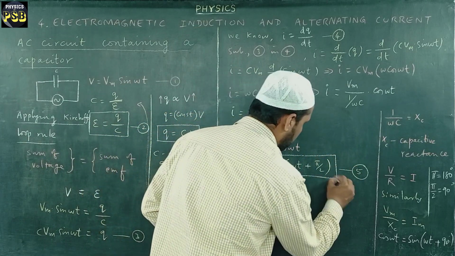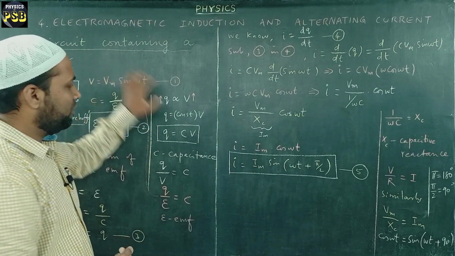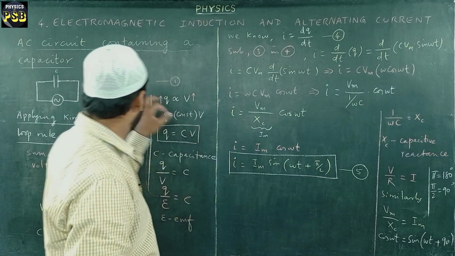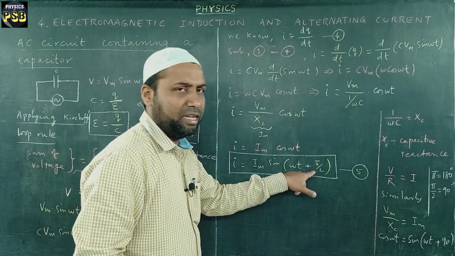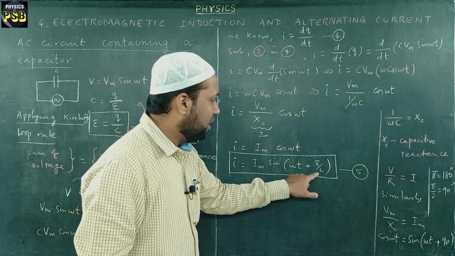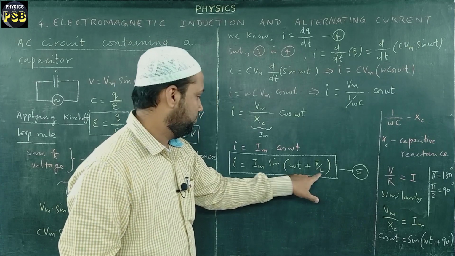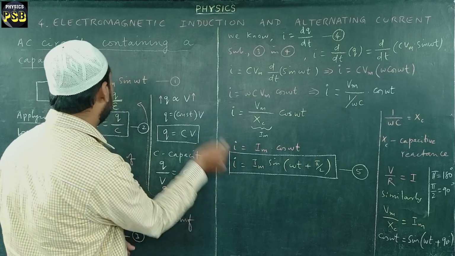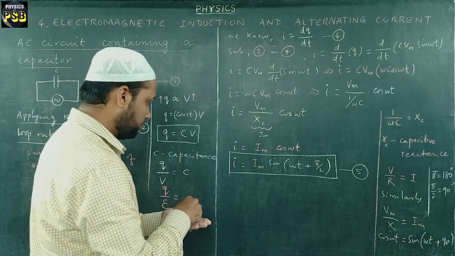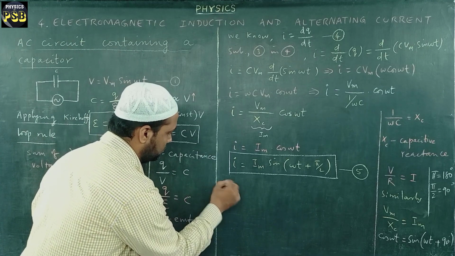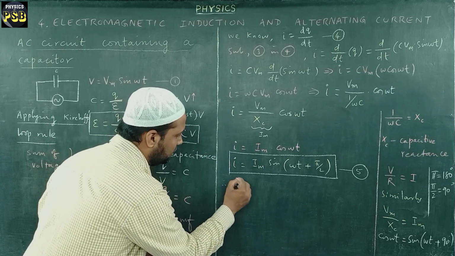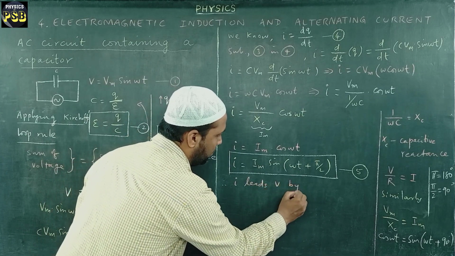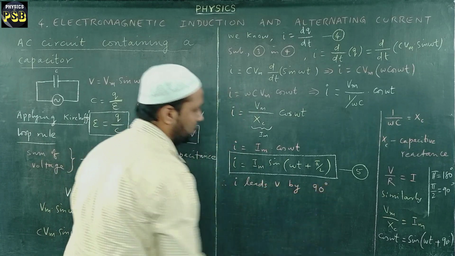Now if you observe equation number 1 and 5, you will find that in equation 5, in comparison to equation number 1, the angle is increased by 90 degree. So this clearly shows that current leads voltage by 90 degree. So I leads V by 90 degree. This is what we understand.